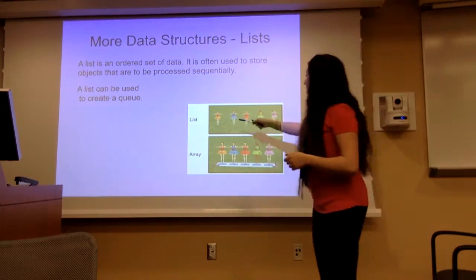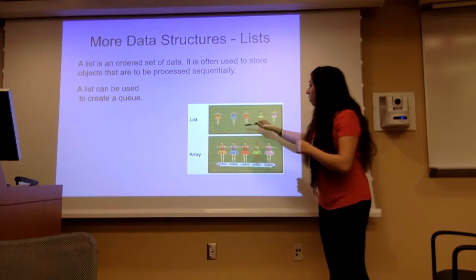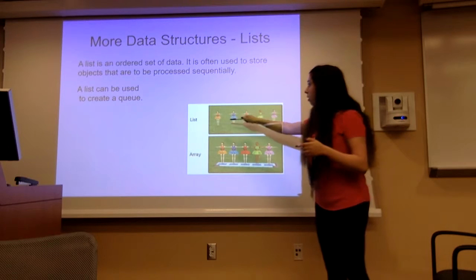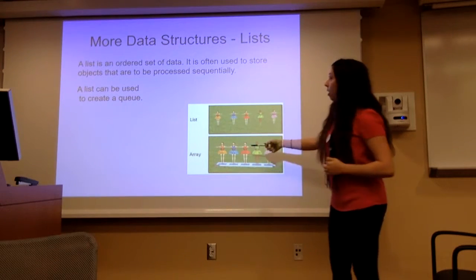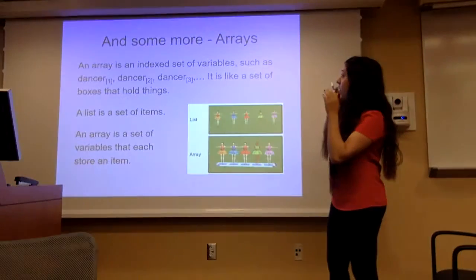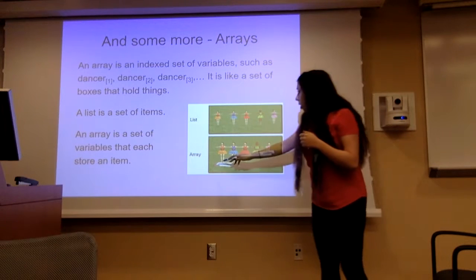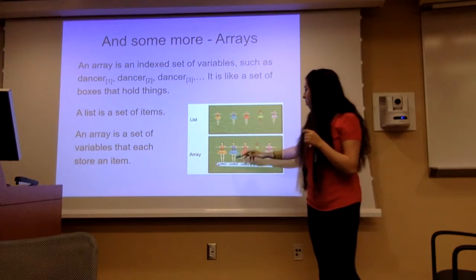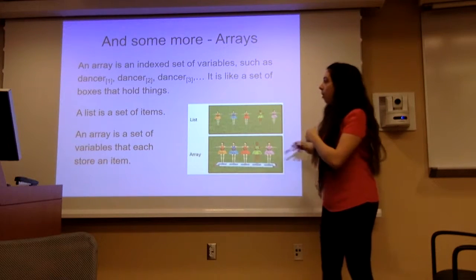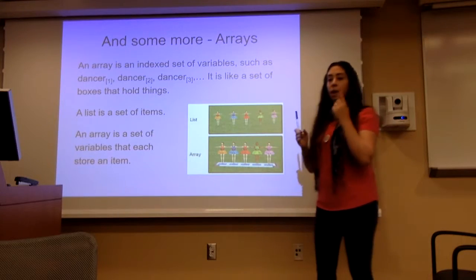For example, this is a list of dancers. If one of them falls, the others fall because they're all connected to each other. Whereas an array is an indexed set of variables, for example, dancer at position 1, dancer at position 2, dancer at position 3, and so on. So each position holds one data item.